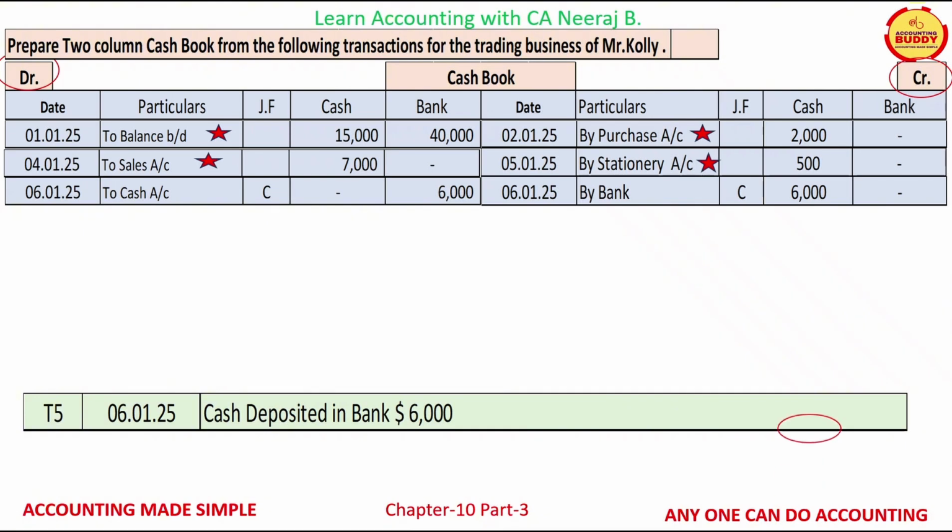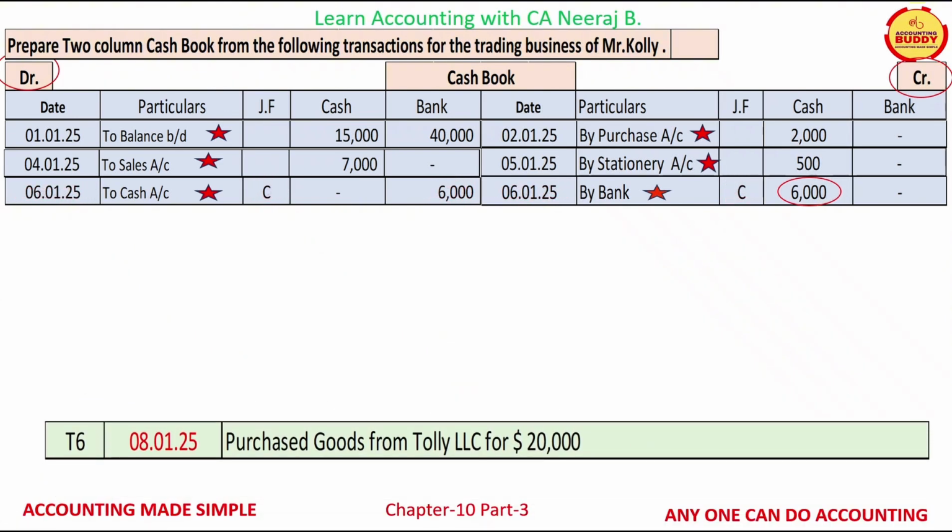Since the cash is paid, $6,000 will be recorded in the cash column on the right hand credit side of the cash book on 6th of January 25 by writing the words by bank account. Similarly, an amount of $6,000 will be recorded in the bank column on the left hand debit side of the cash book on the same day, that is 6th of January 25, by writing the words to cash account. Since it is a contra entry, it will be represented by writing the letter C in the journal folio column on both the sides of the cash book.